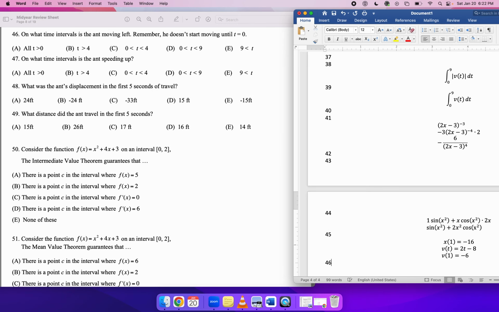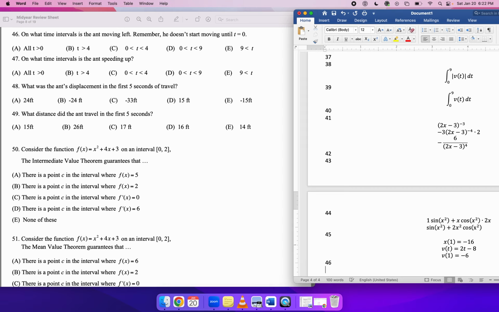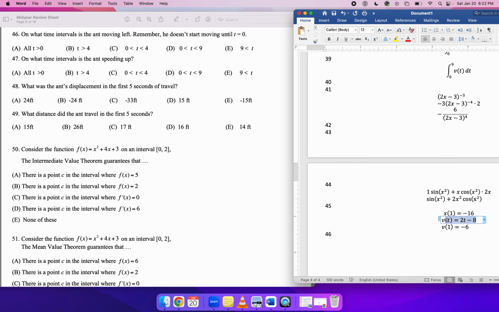46. On what time intervals is the ant moving left? Remember, he doesn't start moving until t equals 0. So it's asking when is he moving towards the left. That's basically asking when is the velocity negative. So you need to do a sign analysis for the velocity function. I've already got the velocity function here. It's just the derivative of the position.